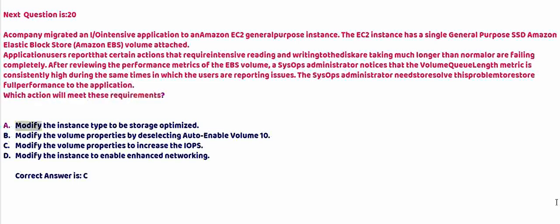A. Modify the instance type to be storage optimized. B. Modify the volume properties by deselecting Auto-Enable Volume IO. C. Modify the volume properties to increase the IOPS. D. Modify the instance to enable enhanced networking. Correct answer is C.